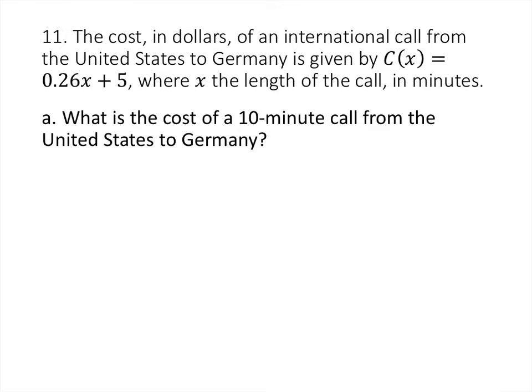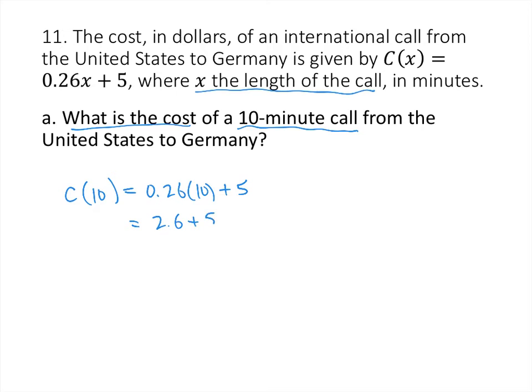Here we're given a function that tells us the cost of a call in terms of the number of minutes. So c of x is equal to 0.26x plus 5, where x is the length of the call in minutes. So what is the cost of a 10-minute call? Well, x is the length of the call, and they tell us that the call is 10 minutes long, and they're asking what is the cost. So they're telling us what is c of 10. So c of 10 is going to be 0.26 times 10 plus 5. That's 2.6 plus 5, that's 7.6. And since we're dealing with cost, dollars and cents, we're going to use 2 decimal places, so we get $7.60.